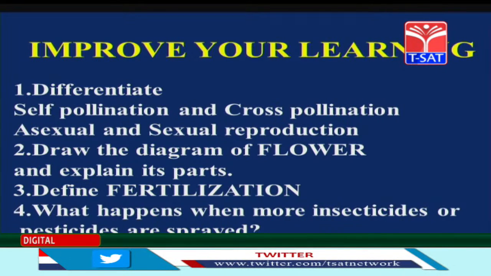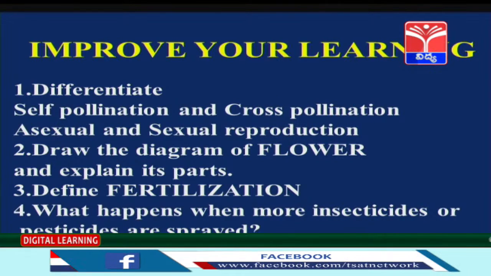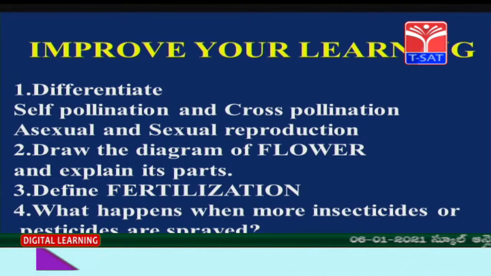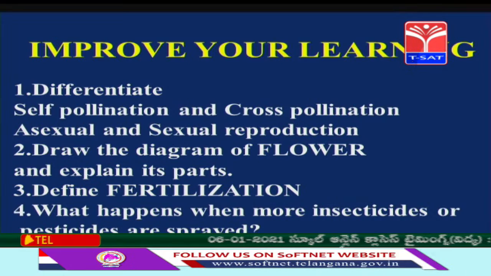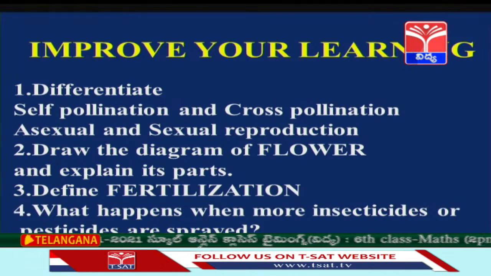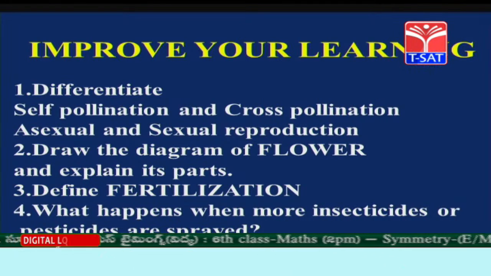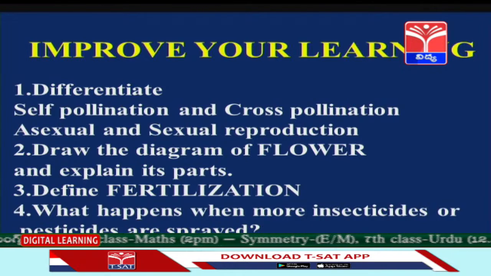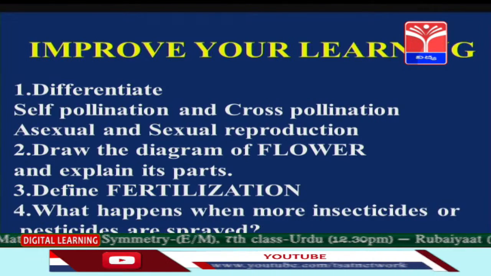The next one is, define fertilization. What is meant by fertilization? How does the process take place? You can write about this one. The next one is, what happens when more insecticides or pesticides are sprayed? So, children, think over this one. What happens when more insecticides or pesticides are sprayed?